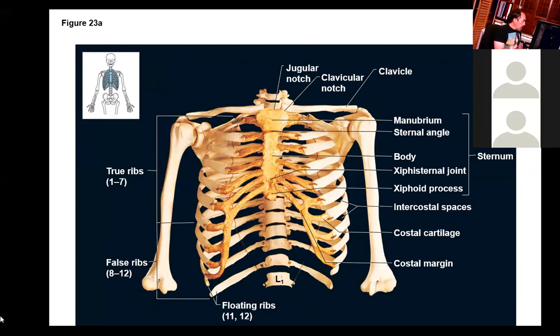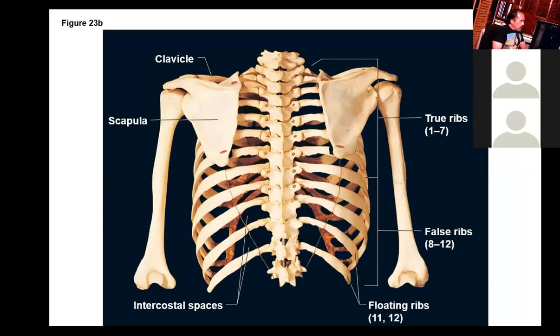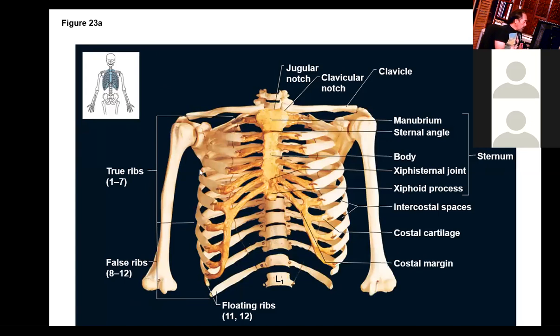Let me see if I can actually write on this one. I don't have my pen. No, it's not viewing my pen. Okay, so what you have is your clavicle. So this is going to be the clavicle, and this is going to be the scapula. And the area where the head of the humerus articulates is going to be called the glenoid cavity.